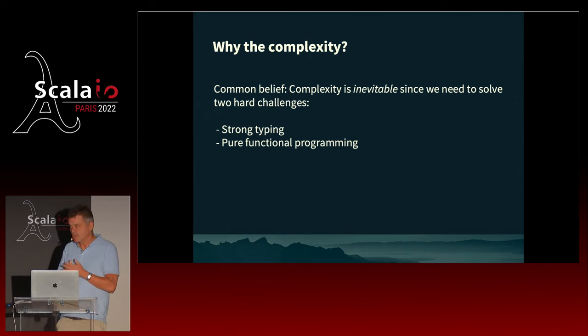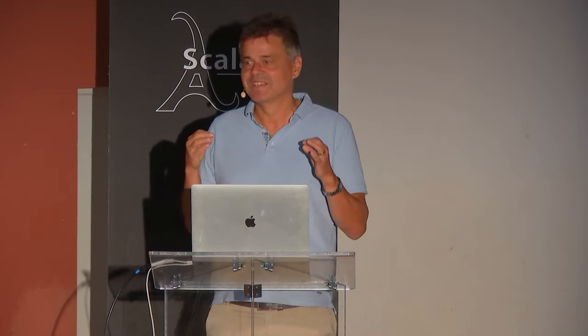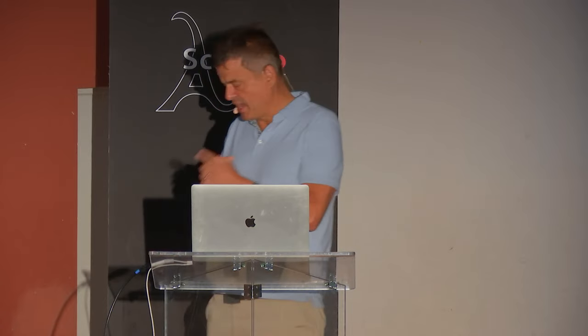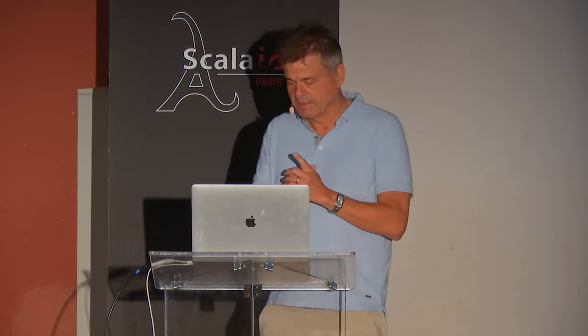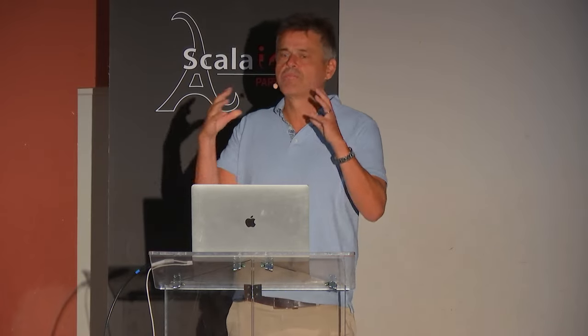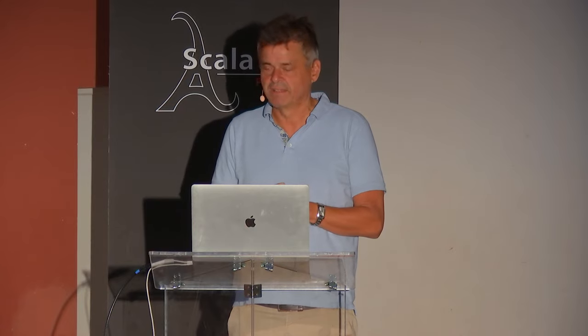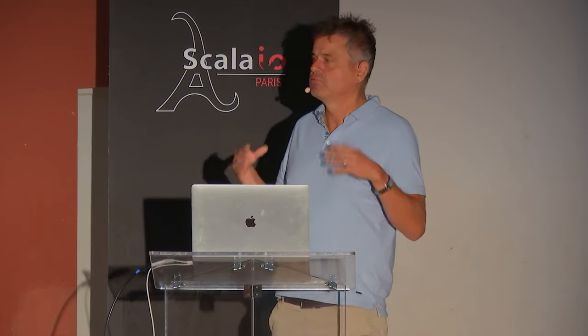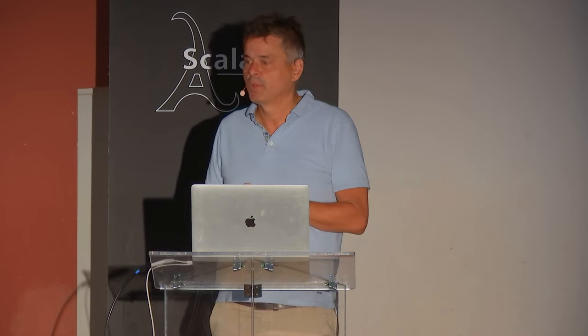And that's also essentially okay as long as you keep it to yourself. That means as long as it's your implementation that you over-engineer, and as long as it doesn't leak into APIs. But the justification for complexity: the question is, what are the benefits of having complex things in the APIs? There are two very common and often true justifications. One is strong typing, and the other is pure functional programming.